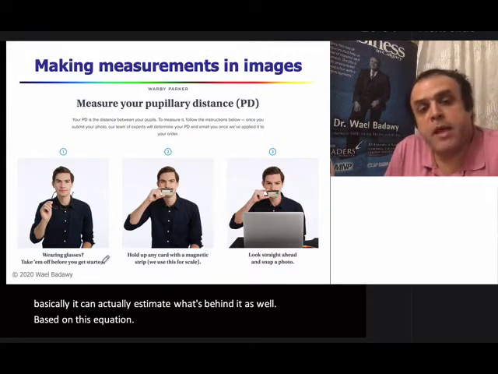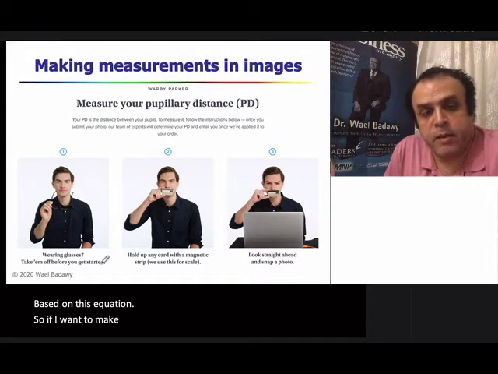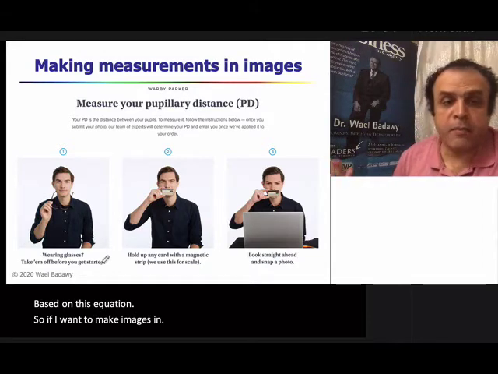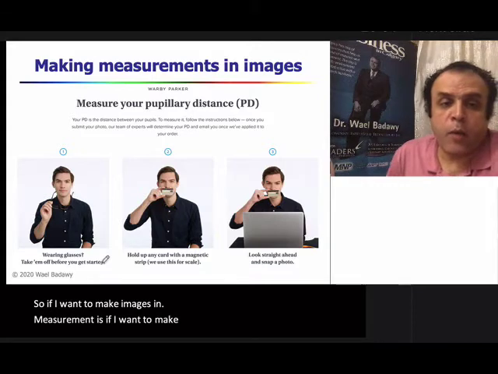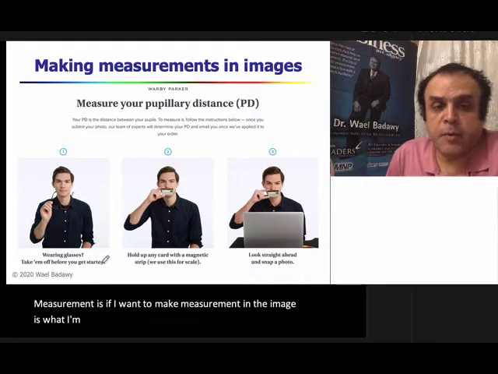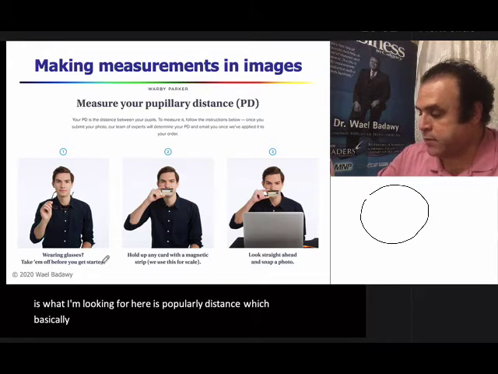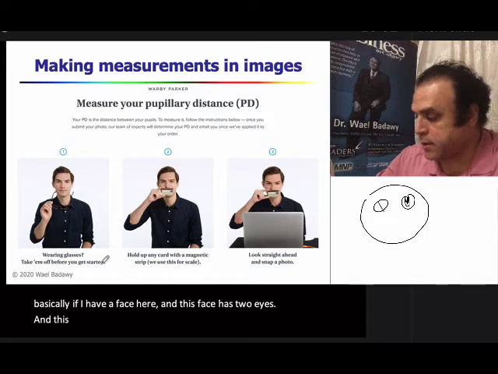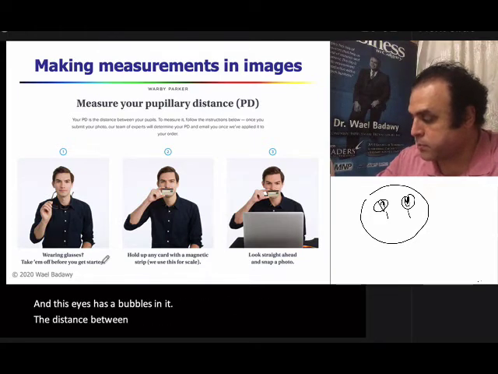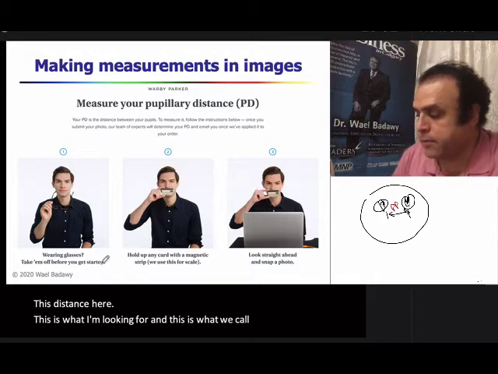So if I want to make measurements in images, what I'm looking for here is pupillary distance. Basically, if I have a face here, and this face has two eyes and each eye has a pupil in it, the distance between these two, this distance here, is what I'm looking for, and this is what we call pupillary distance.